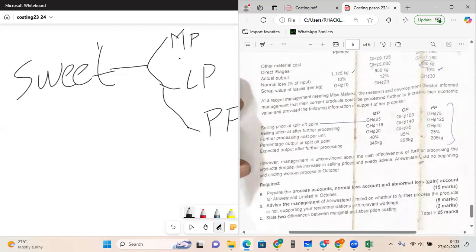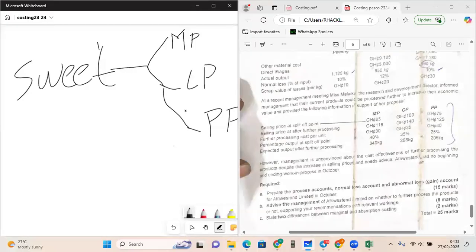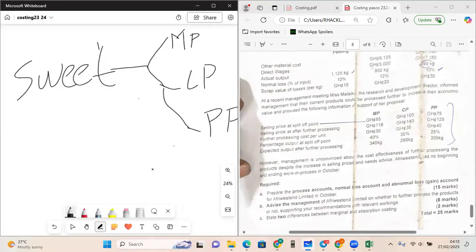Now at the split off point, MP is being sold at 85 per unit, and then this one is being sold at 100, and then this one is being sold at 75. So that's the split off.